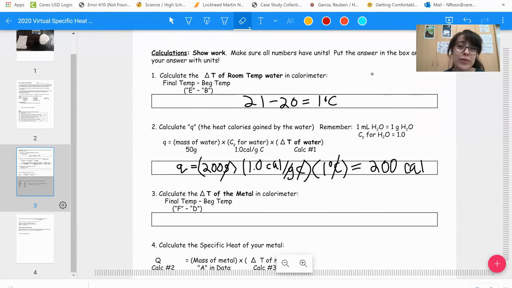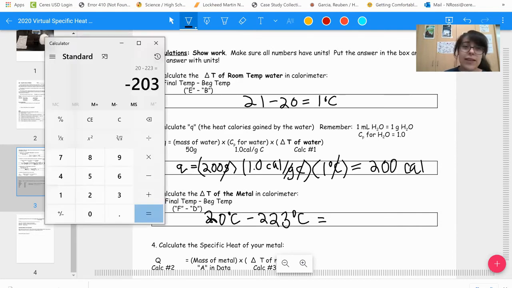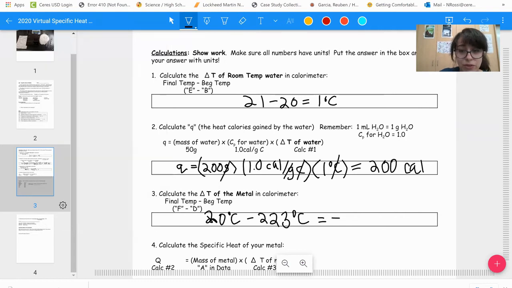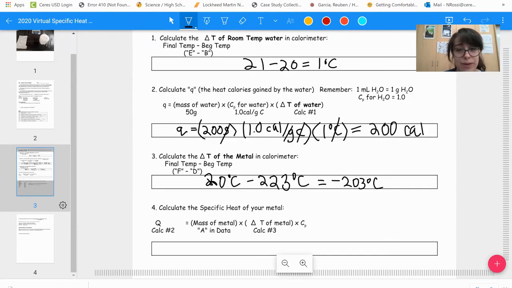All right, so we're going to move forward to question 3. So we're going to do F minus D. So this is going to be 20 degrees minus 223. And you're probably noticing that it's going to lead to a negative value, and you are correct. So I showed how you do this on the calculator, and it is negative 203. So we're going to see how this plays a huge role in determining the specific heat for this metal.